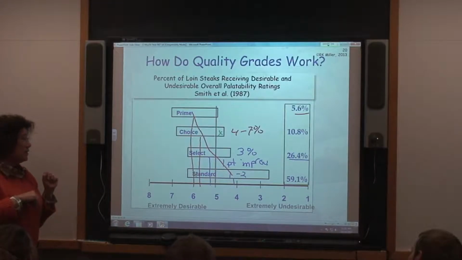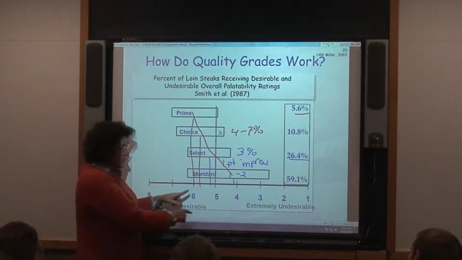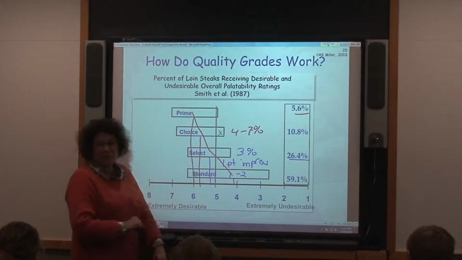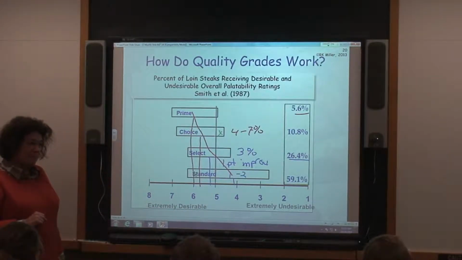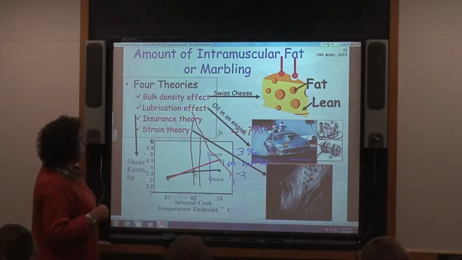And then the person arguing against it would go, yeah, but there's a linear improvement, and consumers can tell a half a point difference on this scale consistently. So marbling has a relationship.